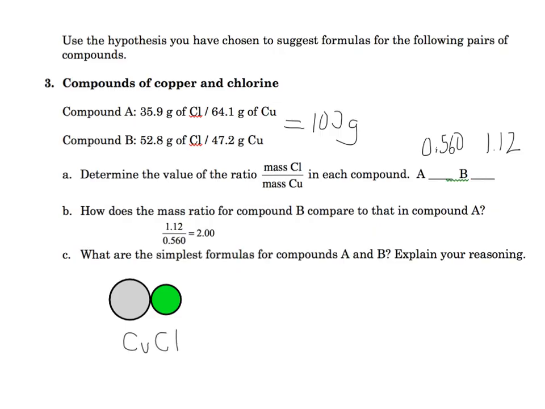It follows then that since compound B has twice the mass of chlorine for every gram of copper as does compound A, then it is reasonable that it has twice as many atoms of chlorine for every atom of copper. Thus its formula would be CuCl2.